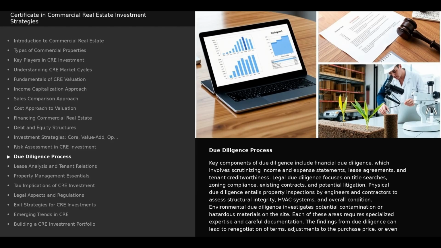The findings from due diligence can lead to renegotiation of terms, adjustments to the purchase price, or even termination of the deal if significant issues are uncovered. It is an indispensable step for mitigating risks.